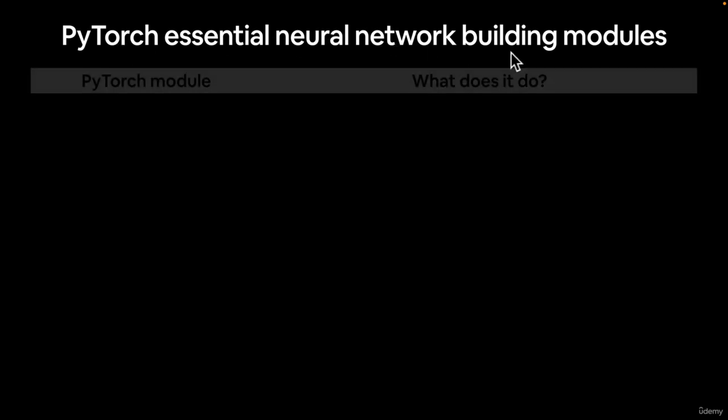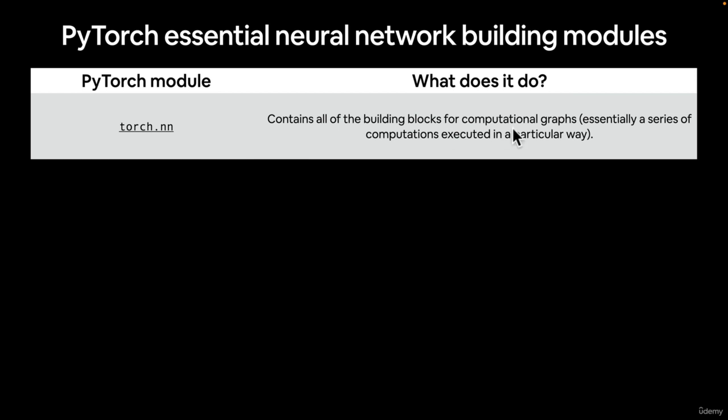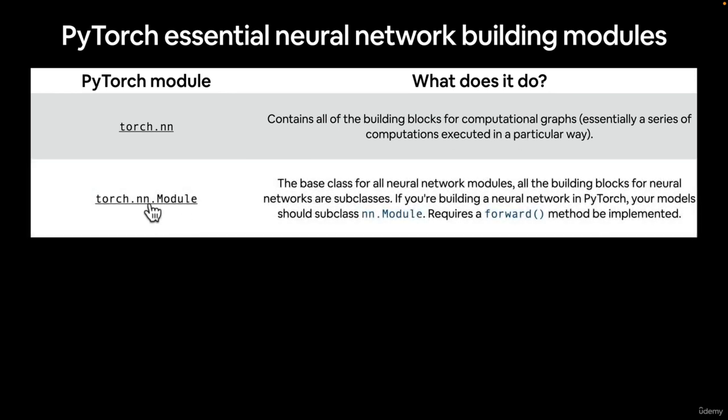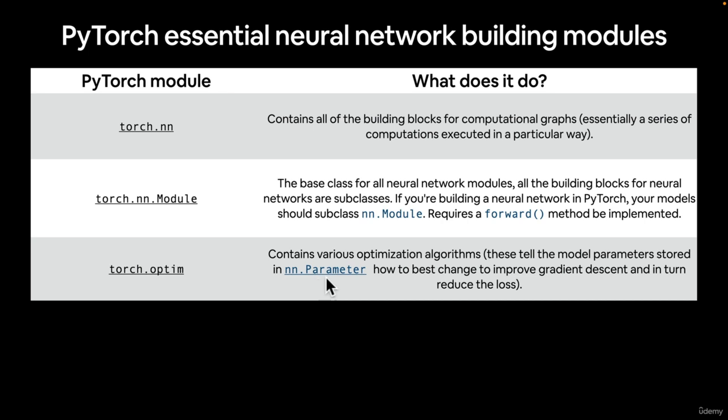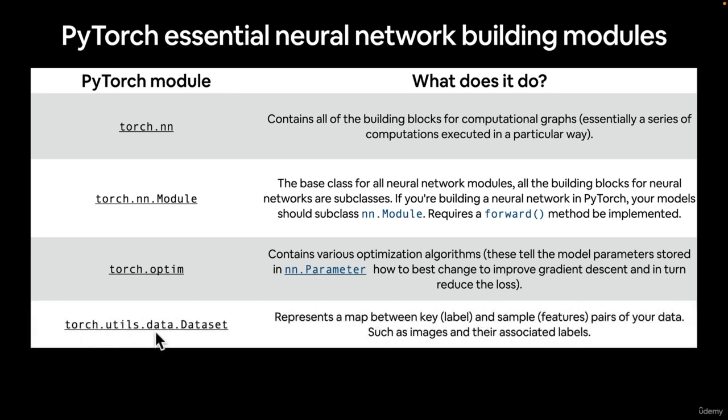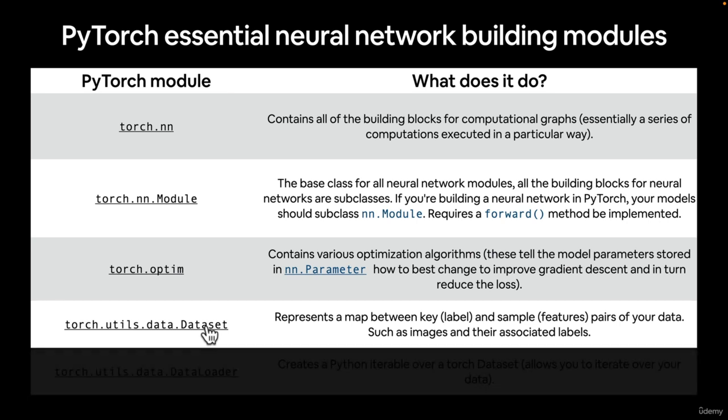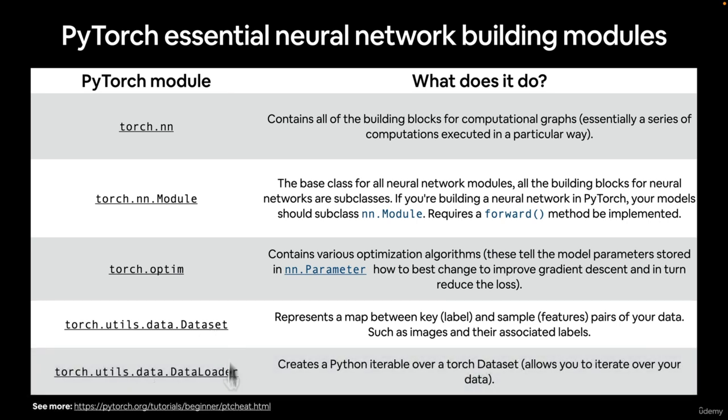PyTorch essential neural network building modules. So the module torch.nn, torch.nn.Module, torch.optim, torch.utils.data.Dataset. We haven't actually talked about this yet. And I believe there's one more, DataLoader. We're going to see these two later on, but these are very helpful when you've got a more complicated dataset. In our case, we've got just 50 integers for our dataset. We've got a simple straight line, but when we need to create more complex datasets, we're going to use these. So this will help us build models, this will help us optimize our model's parameters, and this will help us load data.